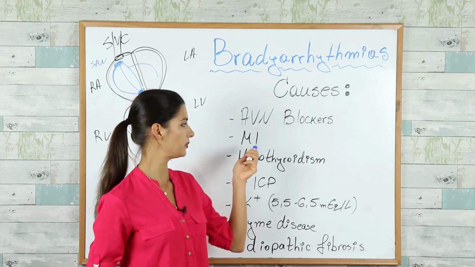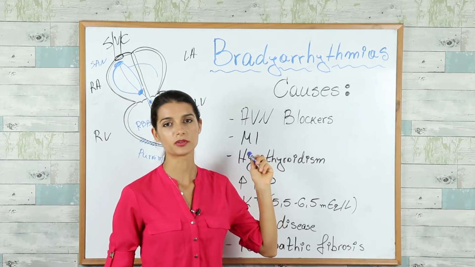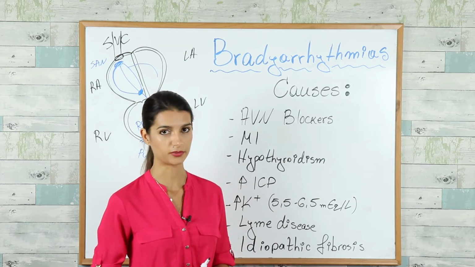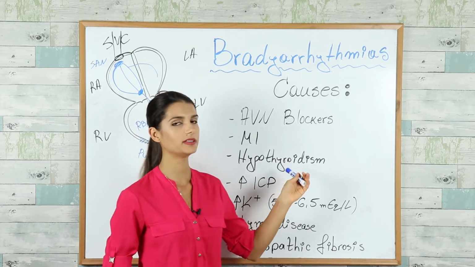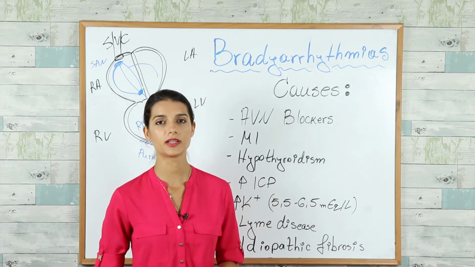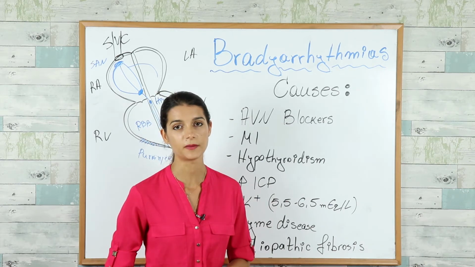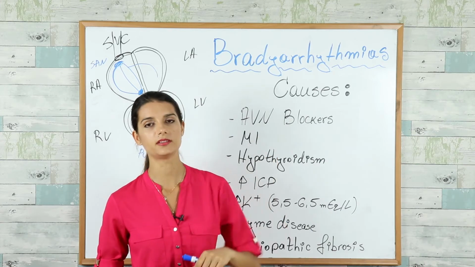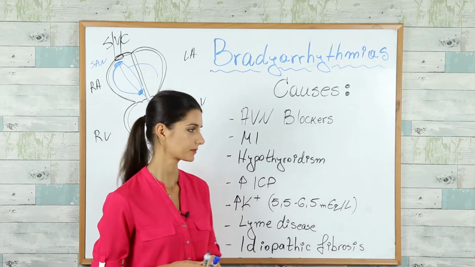Now also check if the patient is having myocardial infarction, because it can lead to conduction block as well. Also, hypothyroidism is very important, as you know that the T3 has permissive effect on the sinoatrial nodal firing. So if you have low T3, the sinoatrial node will fire less.